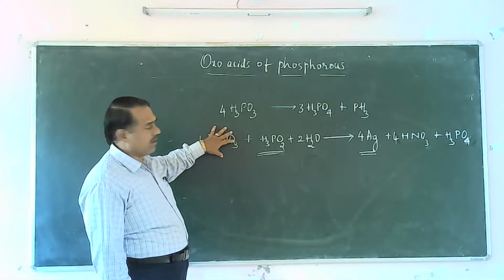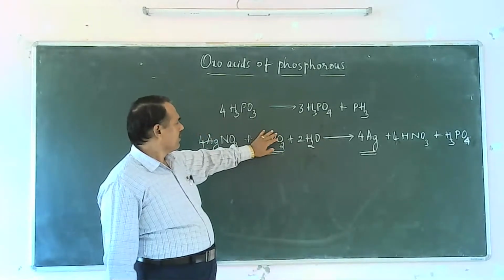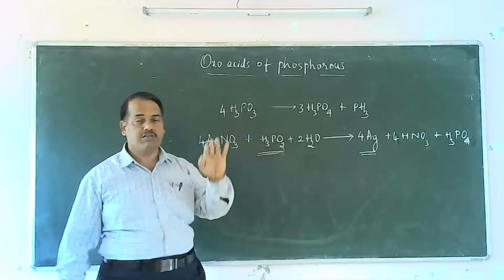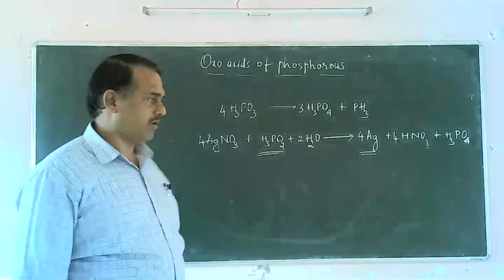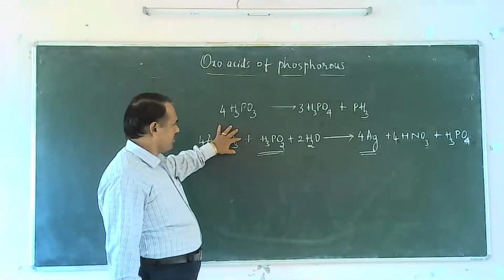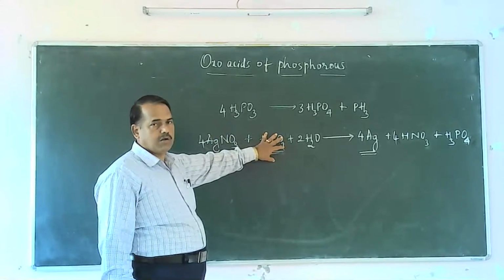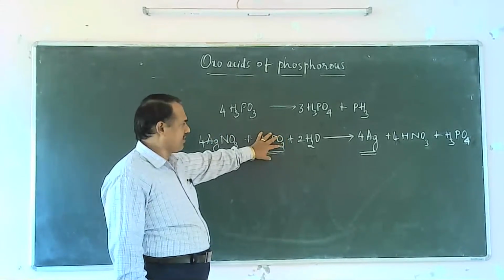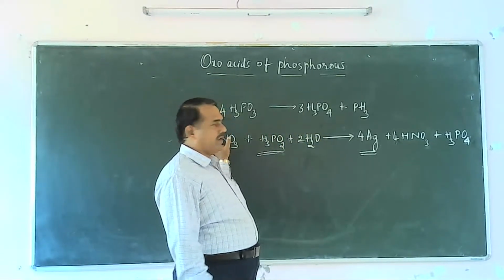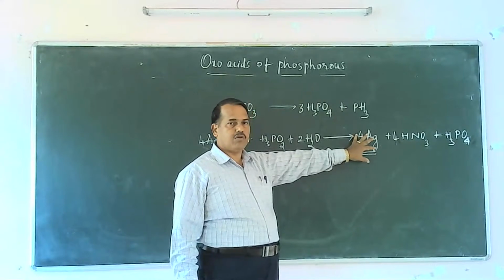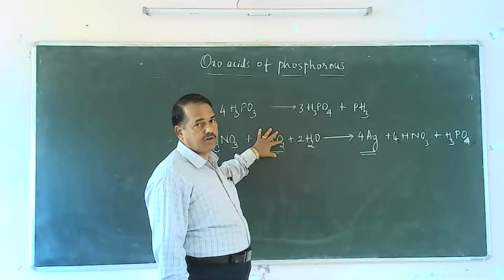Silver nitrate is reduced to metallic silver by hypophosphorus acid. 4AgNO3 plus H3PO2, which is nothing but hypophosphorus acid, in presence of water molecule. So silver nitrate is reduced to metallic silver. Therefore it is a good reducing agent.